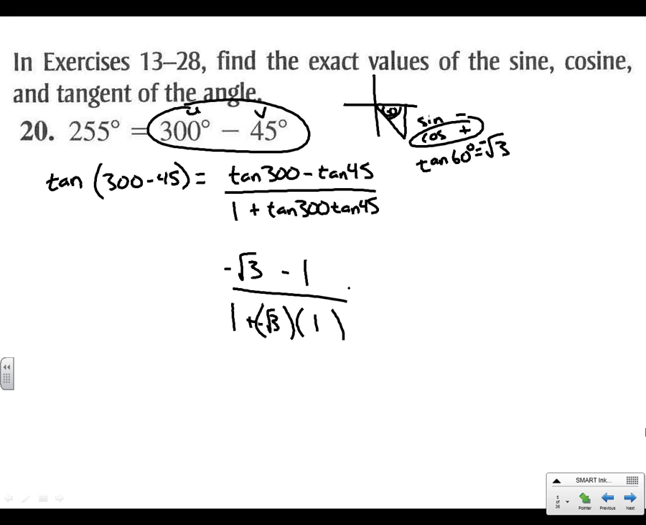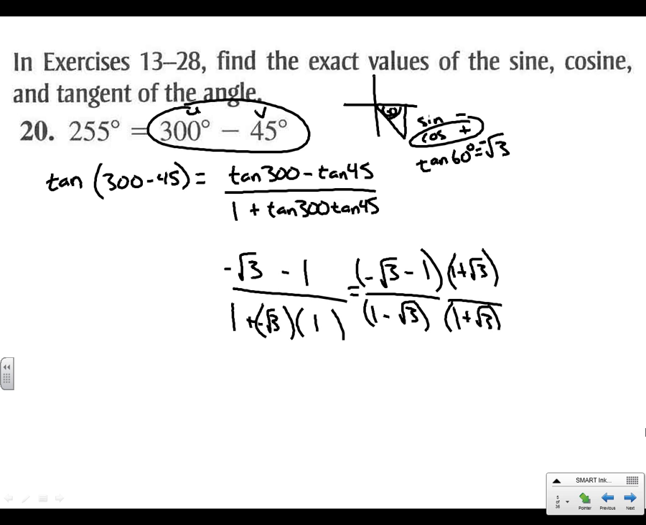So let's clean this up. Negative root 3 minus 1 over 1 minus root 3. Can't leave a radical in the denominator, so we'll multiply top and bottom by 1, use your conjugates, 1 plus root 3 over 1 plus root 3. And what do we end up with here?